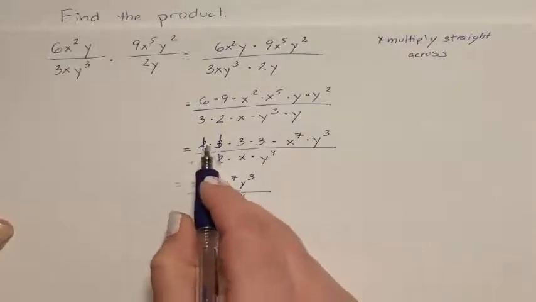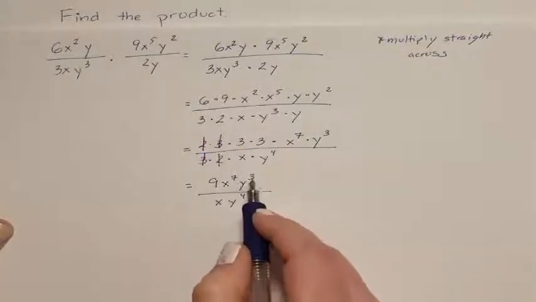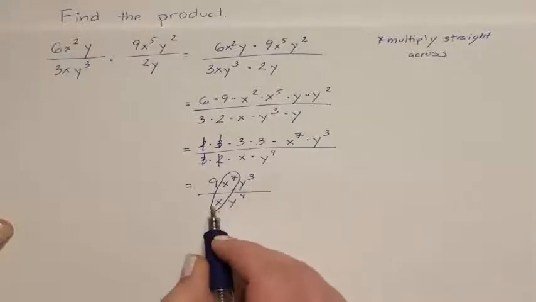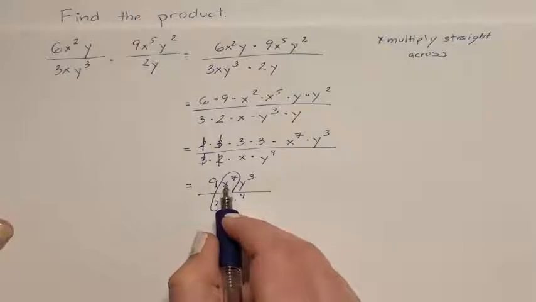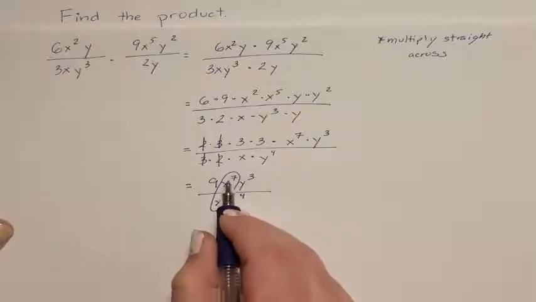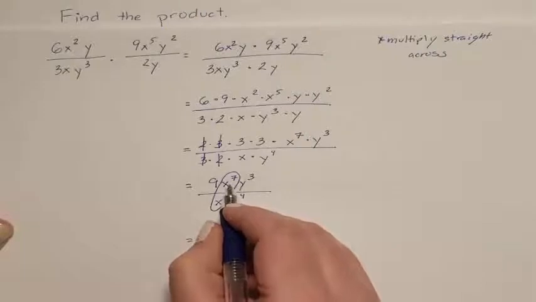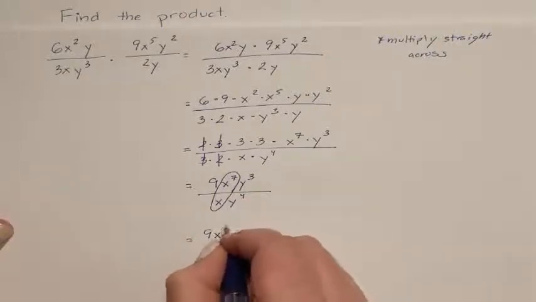Now that I've done my numbers, my coefficients, I need to do my variables. So looking at just my x's, I had 1 down here and 7 up here. The 1 down here is going to cancel out with one of them up there. So if I had 7 and one of them disappeared, there's only 6 left. So 9x to the 6th.